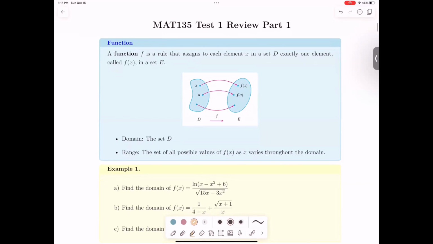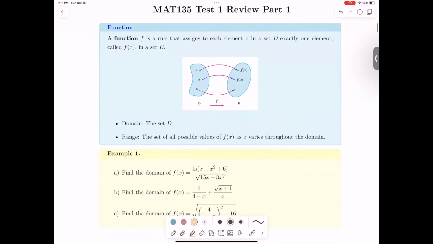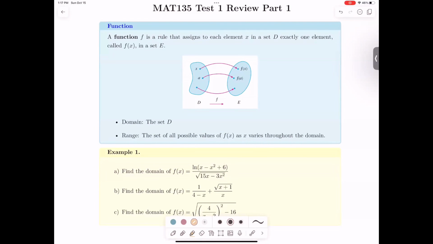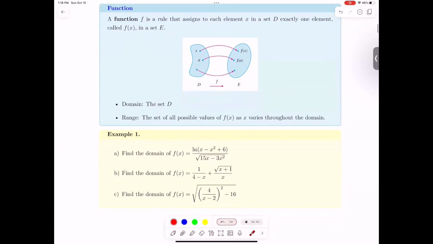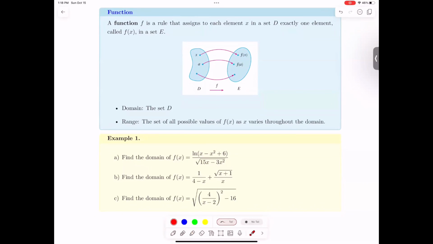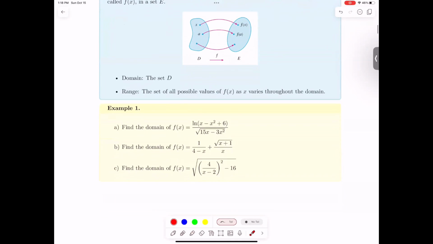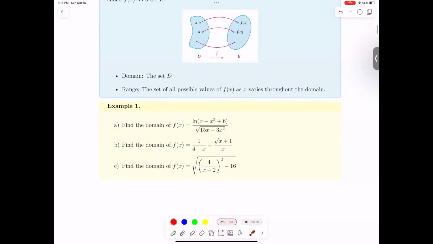This is part of the reason I'm doing the review for 135 now, because there is some overlap between 135 and 102. For example, the first part we're talking about here, functions. You will be tested on image, right? Find image and prove image. This part is 102 material as well. So let's first look at what a function is. You should know what a function is, so I'm not going to do that part. The one they usually test you about is the domain of the function.